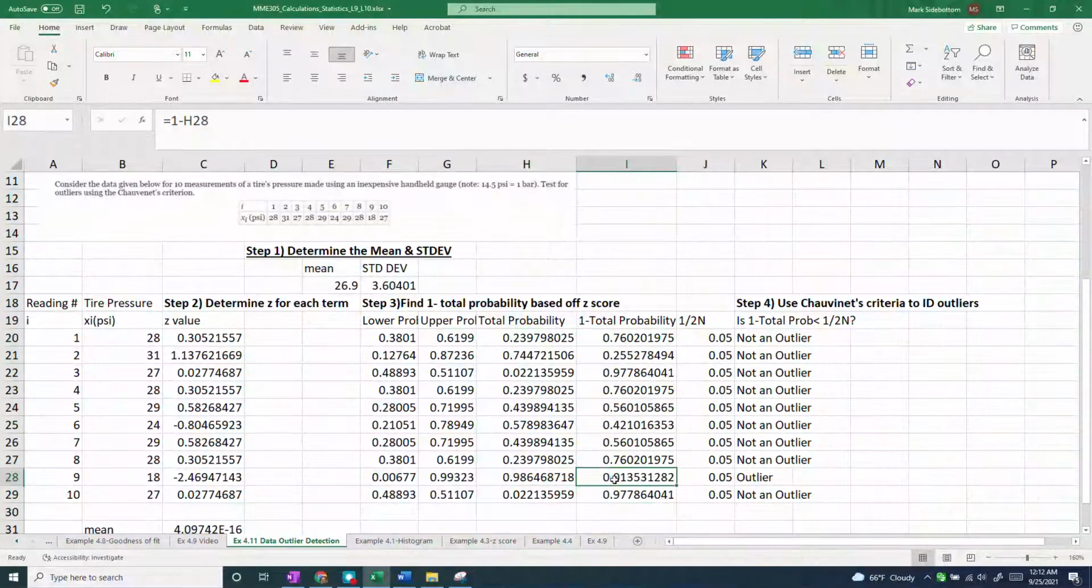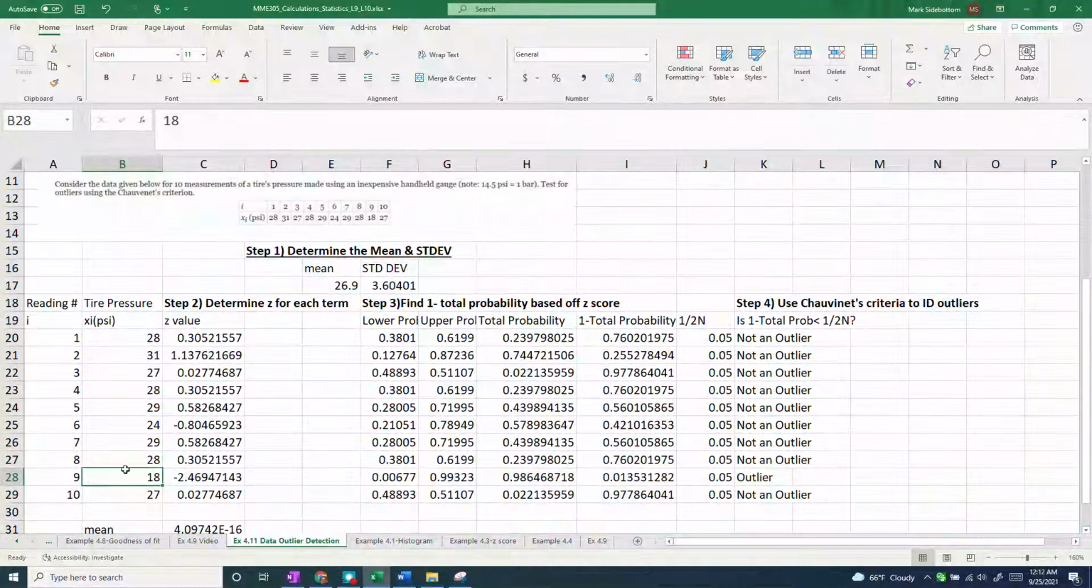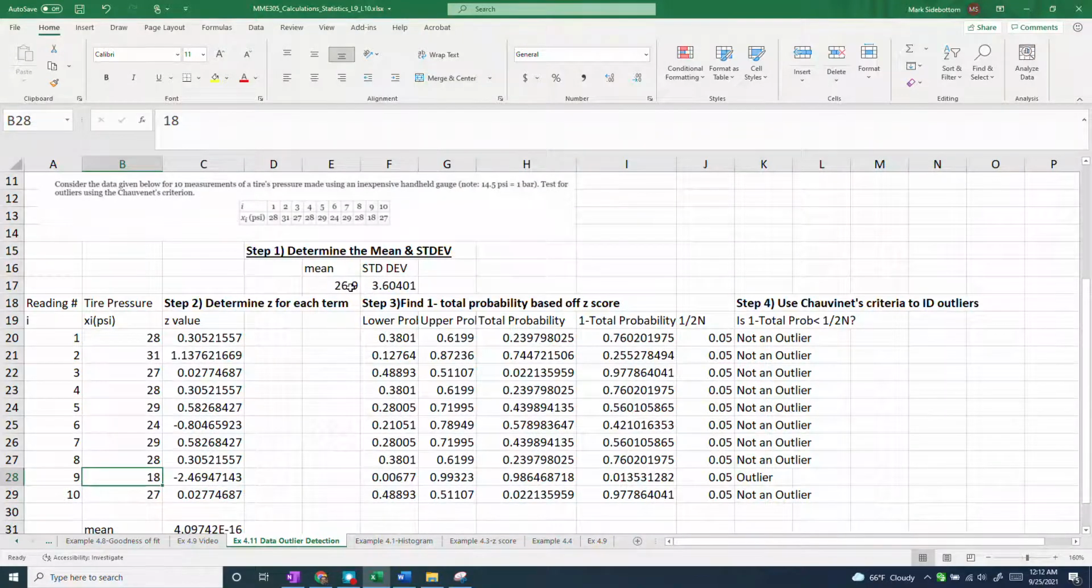At point number 9, you'll notice that we have our outlier, which makes some sense because the reading we were taking was 18. And 18 is much smaller. It's around 9 psi smaller than the mean, and a few data points beyond our standard deviation. So that makes sense why it is an outlier.